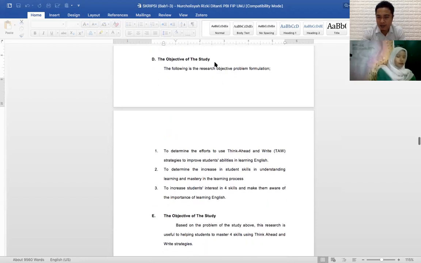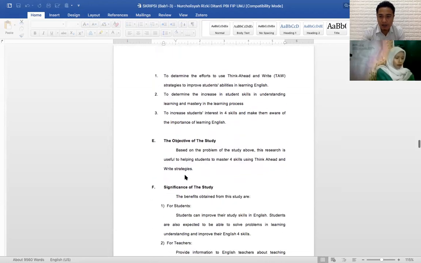And then the objective of the study, only one here. The objective of the study, okay, to improve student reading, if you decided to choose reading. To improve reading skill using think ahead and writing strategy. Okay, so not all three.